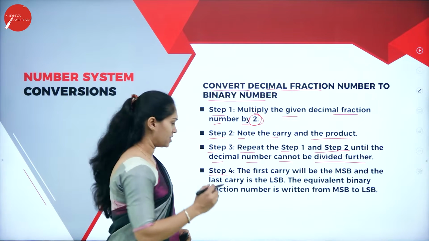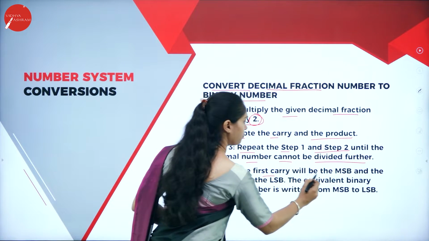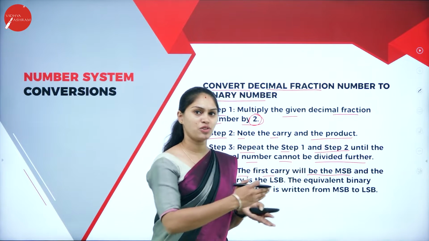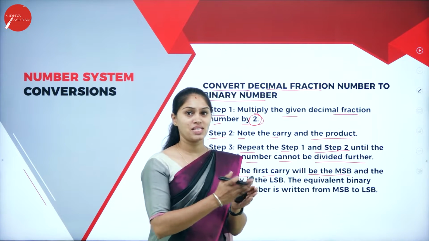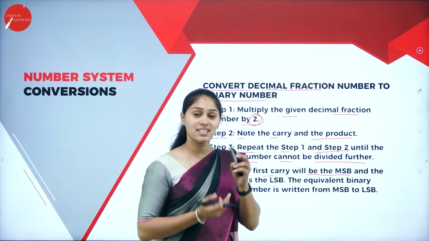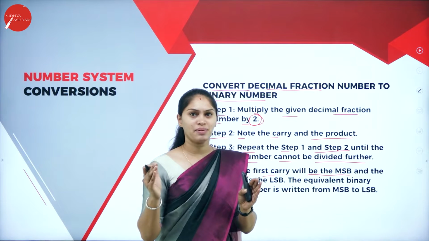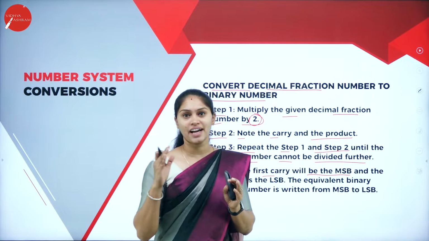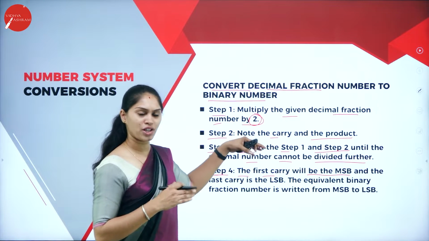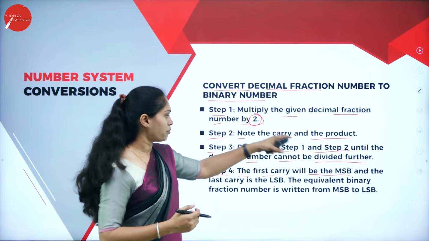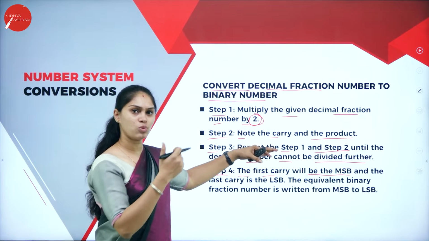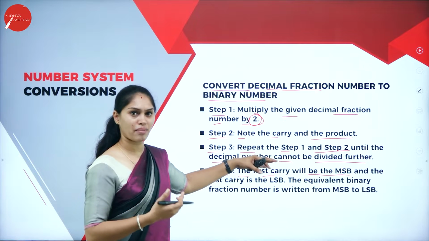Okay. So in step 4, the first carry will be the MSB. So in the decimal conversion to binary, what have we done? We have MSB and we have LSB. MSB is the most significant bit, that is the leftmost value. LSB is the least significant bit, which is the rightmost value. So here also, first we multiply and we get the product as well as the carry, right? In the carry we are going to get either 1 or 0. So that will be the remainder.